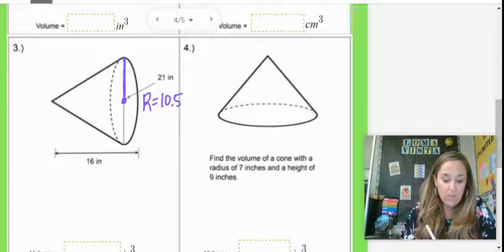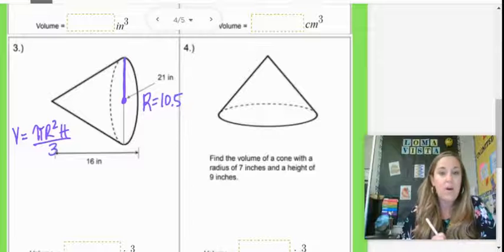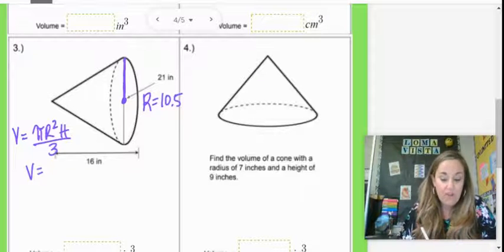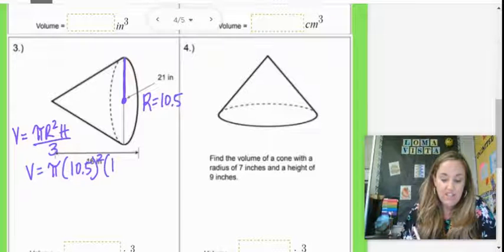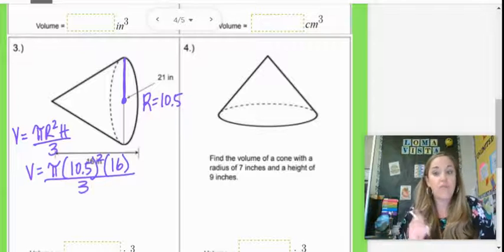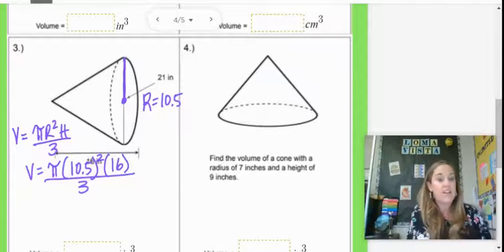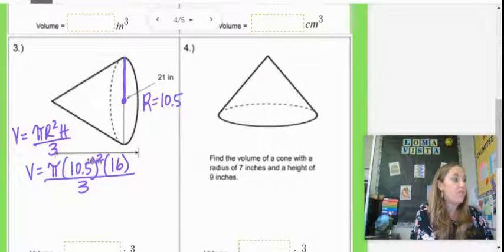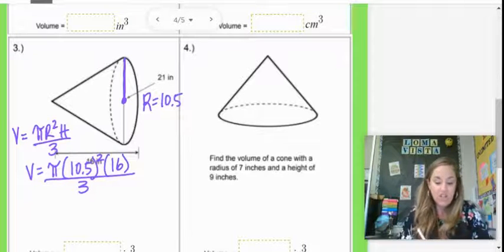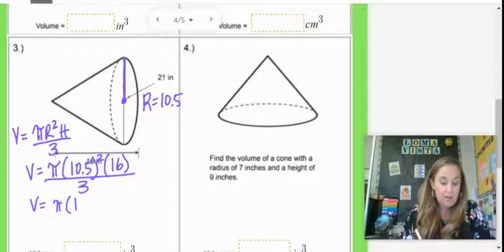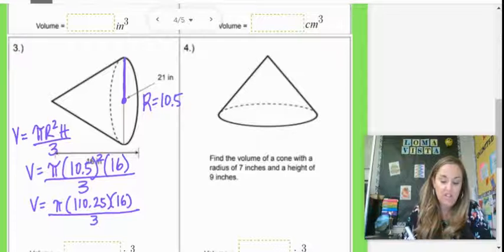Okay, and let's write the formula. The formula is pi r squared h divided by 3. So we're going to fill in the R is 10.5 and the H is 16. And do not forget to write that divided by 3 again. That's a big mistake that my students make, they forget to write the divided by 3. Okay, so 10.5 times 10.5, that's what we're doing when we square it, is 110.25. And I'm writing this out like this to show you guys each step.